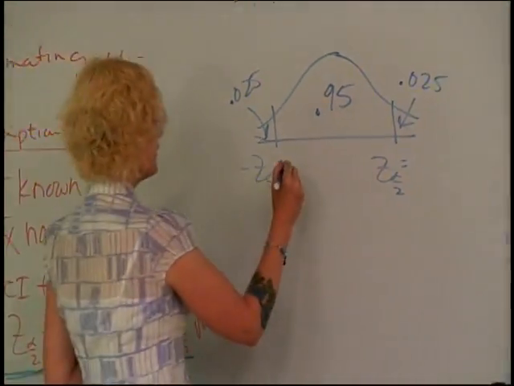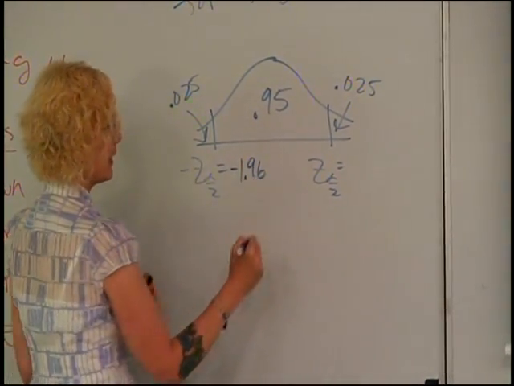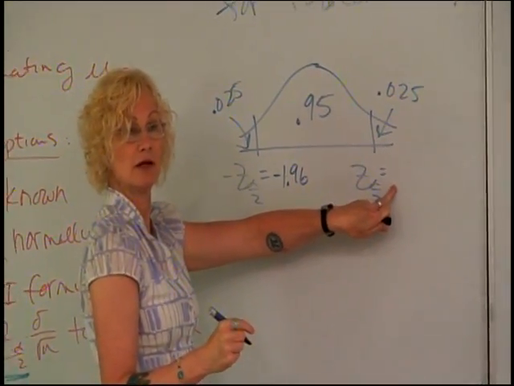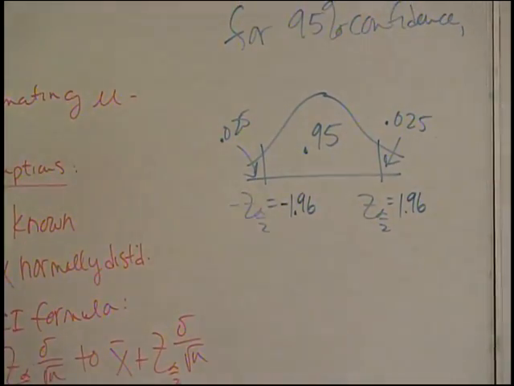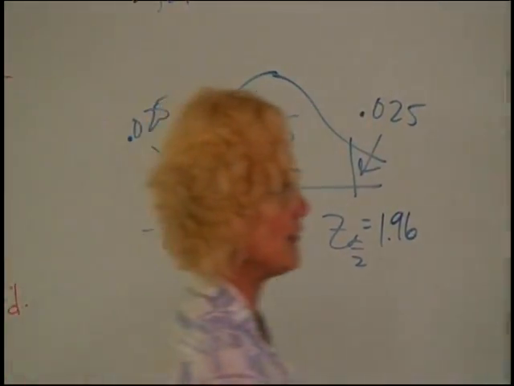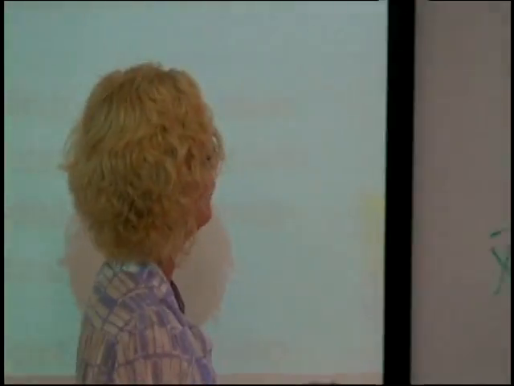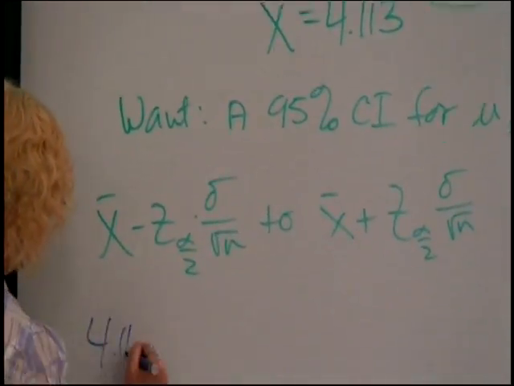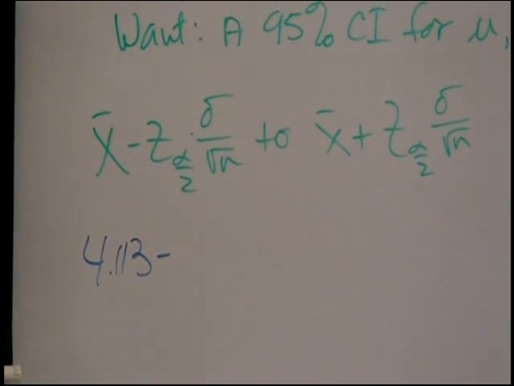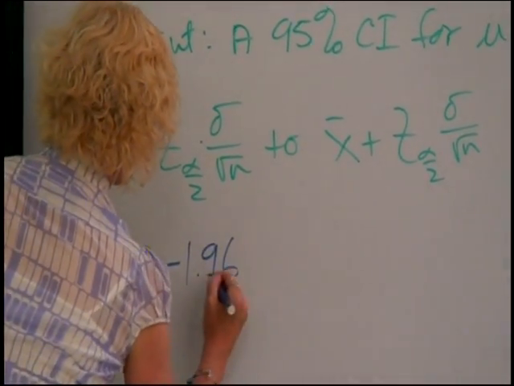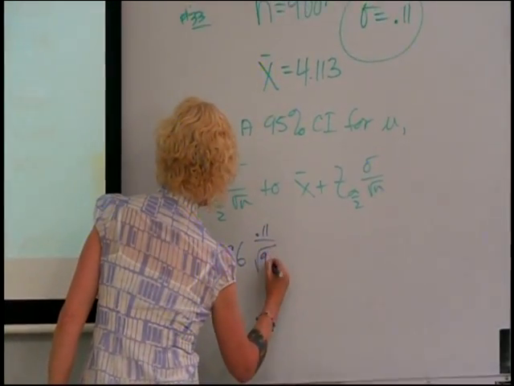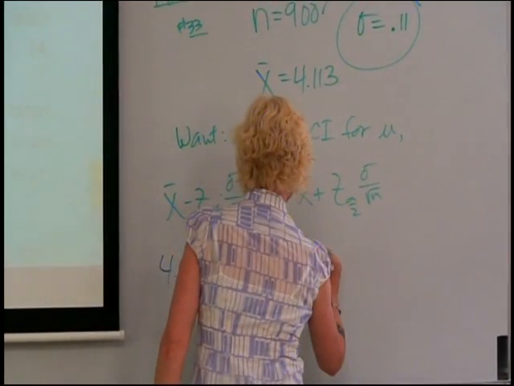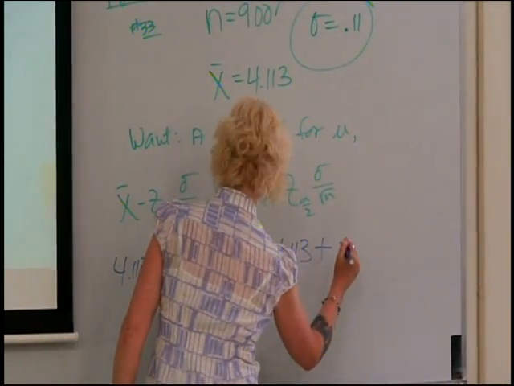Agreed? Everyone? So that z-score is negative 1.96. And the z on the other side is positive 1.96, due to symmetry. Now we have all of our pieces for our confidence interval. Let's plug and chug. We've got 4.113 minus 1.96 times sigma, which is 0.11, over root 900, and then all the same stuff on the other side with a plus.